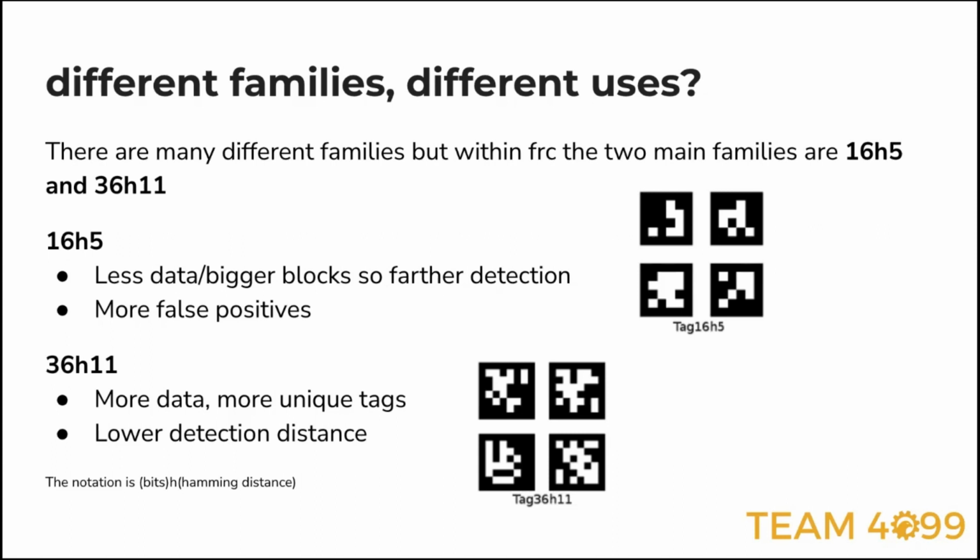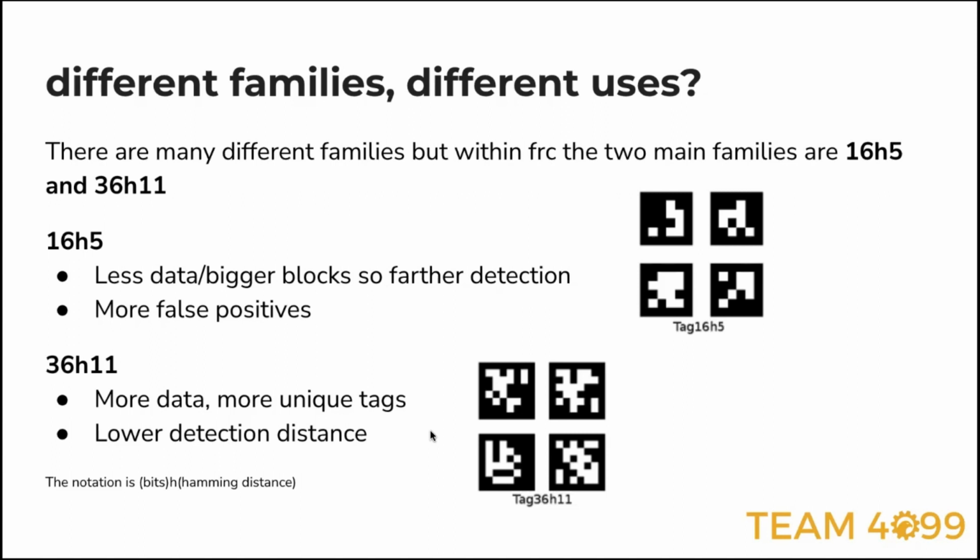Whereas 36H11, which is used within, I believe, FTC, as well as generally within robotics, it can store more data within the tag, so you can have a lot more unique tags. Because there's 36 bits of data within a 36H11 tag versus just 16 bits on 16H5. So with this increased amount of data, that also means you have a lower detection distance. So you're going to need more tags on the field if you want to have better pose estimation.